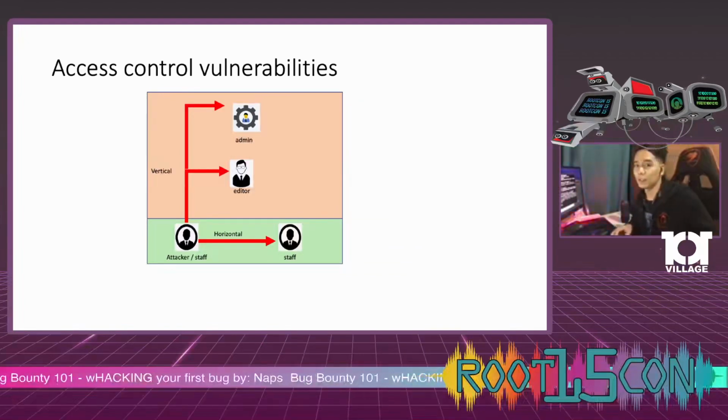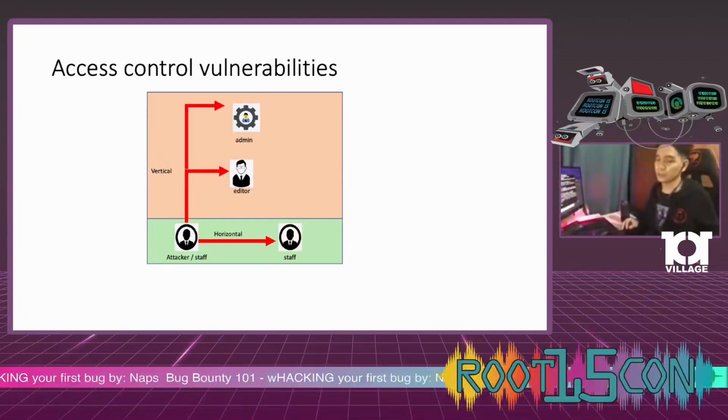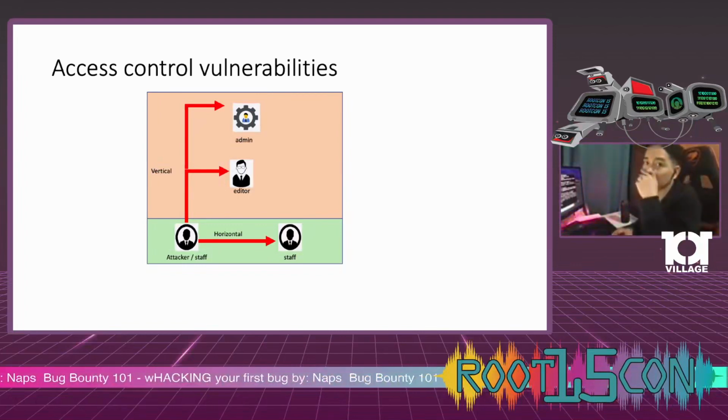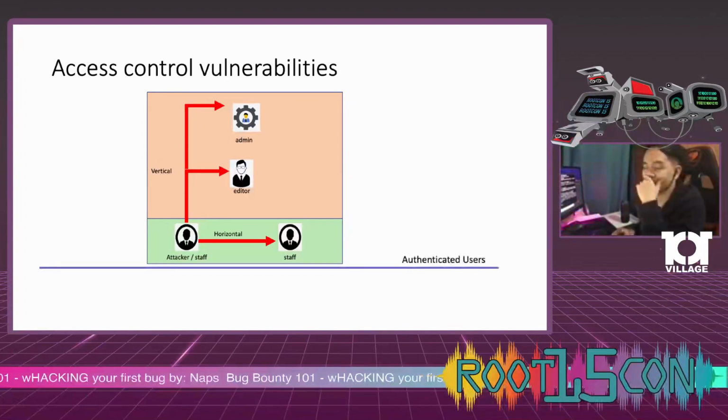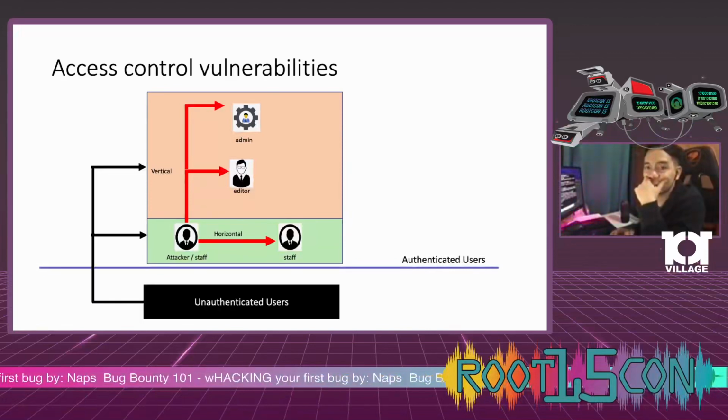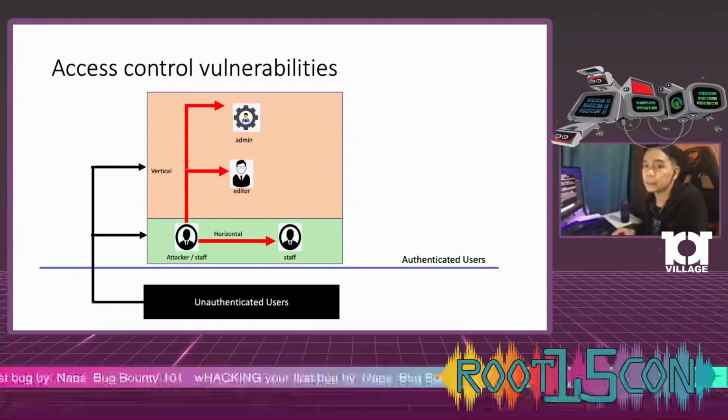Let's move on. Now that's for authenticated users, the vertical and the horizontal. Now there are some cases that an unauthenticated user can access those functionalities. Now to check if an unauthenticated user can access it, just omit or remove the cookies. So that means anyone could actually use those functionalities, given that they know that endpoint or that specific URL. Okay.